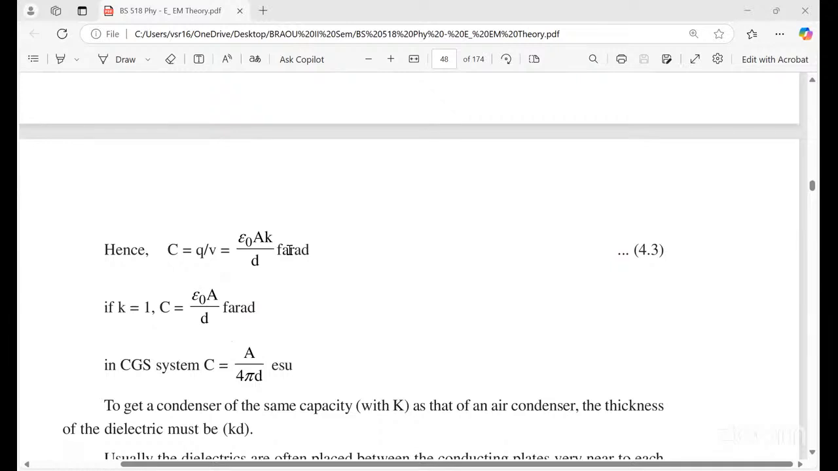Again, we are substituting the V value. C equals Q by V. That is epsilon naught AK by d. Q value, that is V value. So after that, we are getting, if the dielectric constant value becomes 1, that is K equals 1, then in this case C equals epsilon naught A by d.